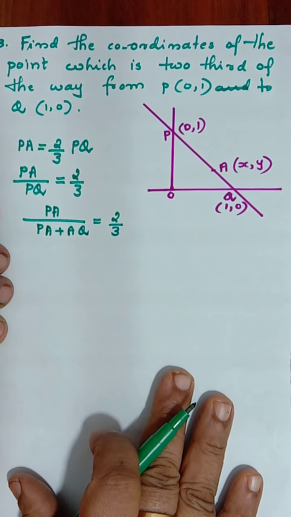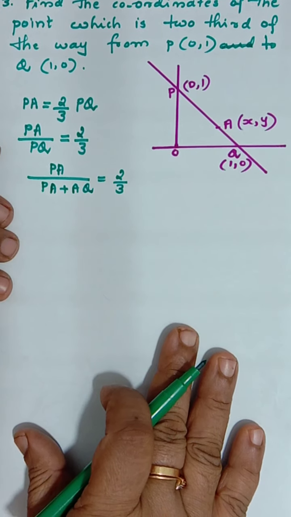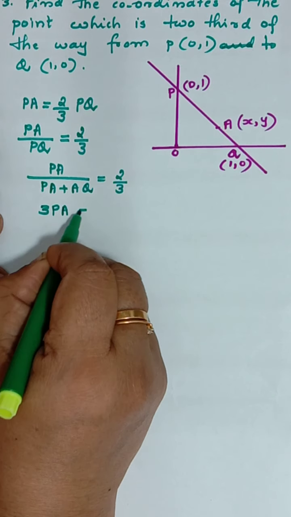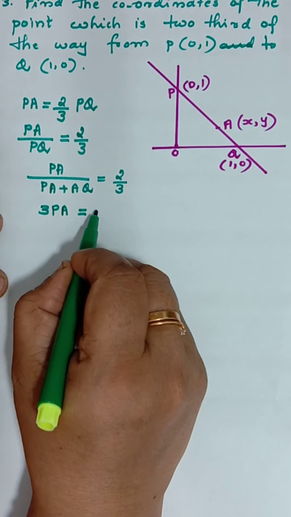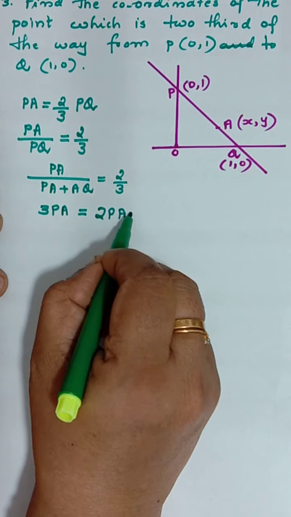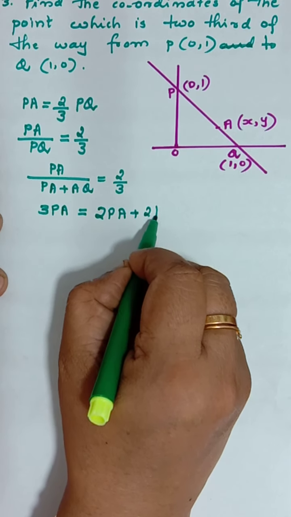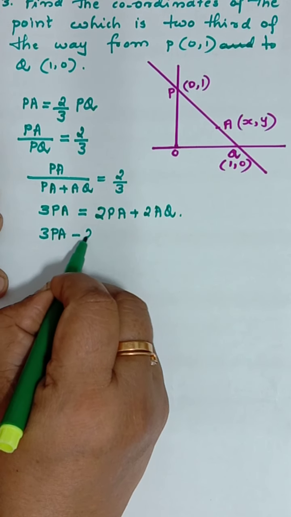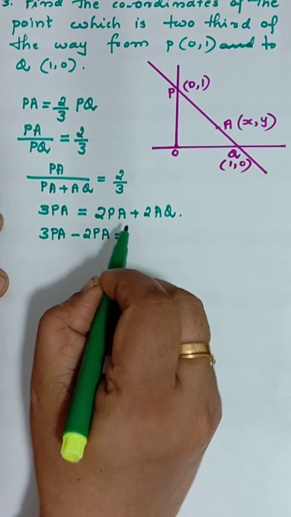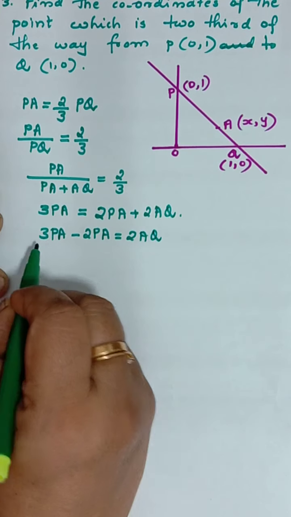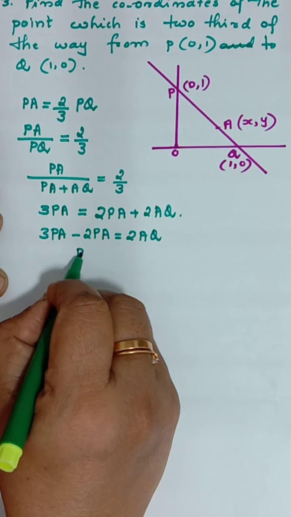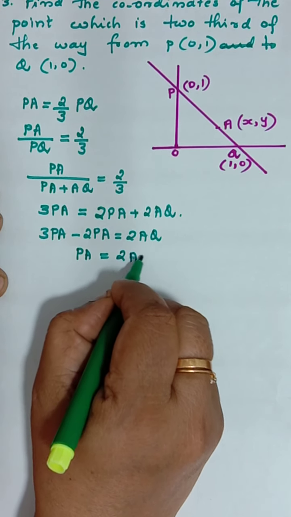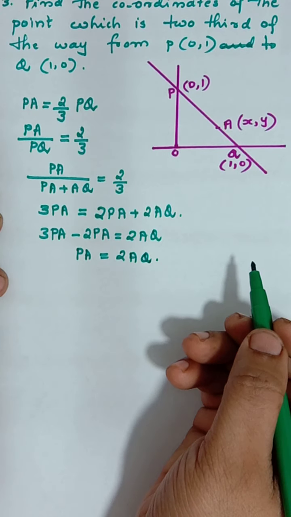We'll cross multiply this. What do we get then? 3PA equal to 2 into PA plus 2 into AQ, that is 2PA plus 2AQ. So 3PA minus 2PA will be equal to 2AQ. So 3PA minus 2PA will be 1PA. PA is equal to 2AQ.